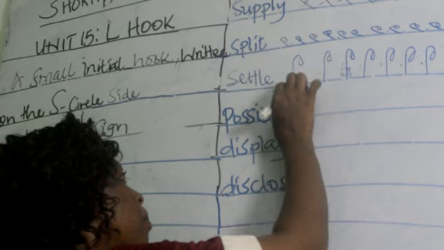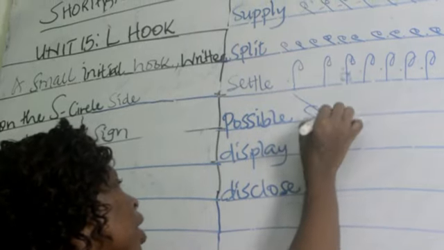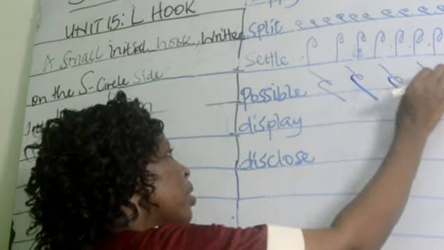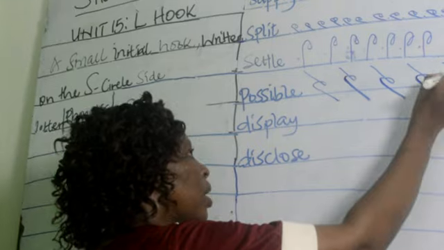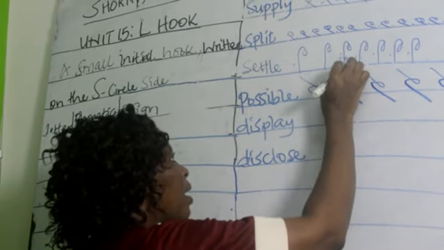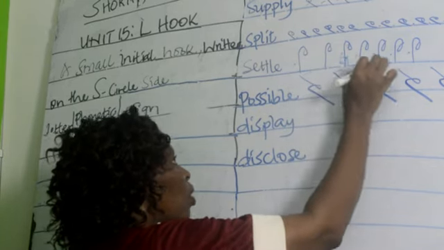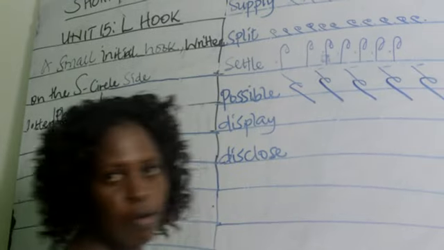Then we have the word possible. Possible is a stroke of P above the line, S circle and a stroke of B. Possible, possible. We are drilling it above the line because of short Ho, a first place vowel.